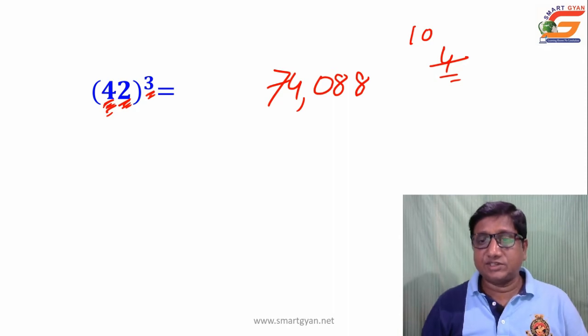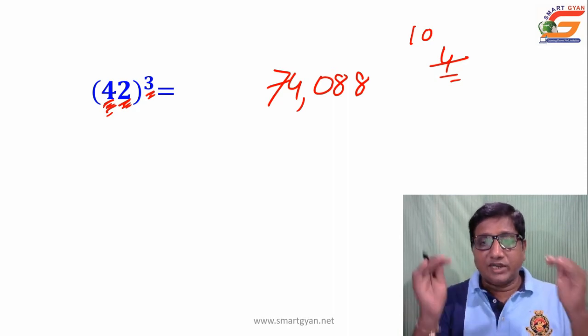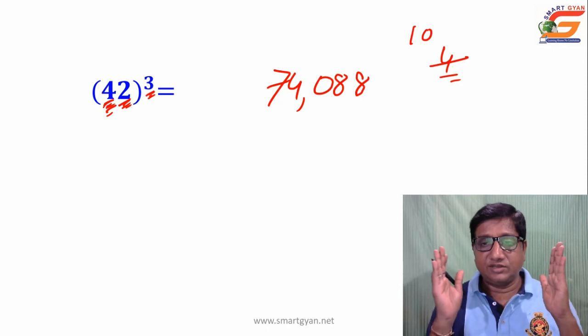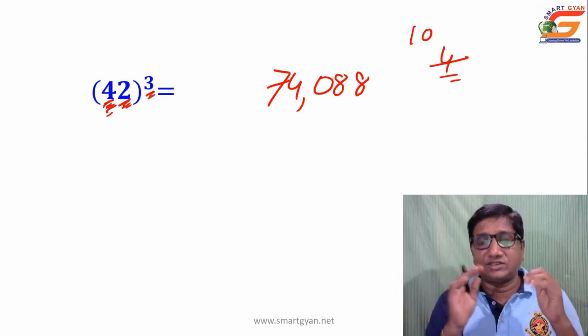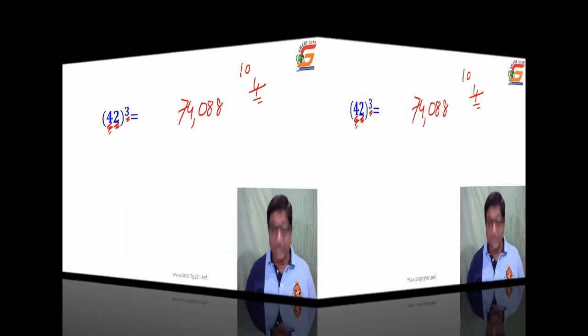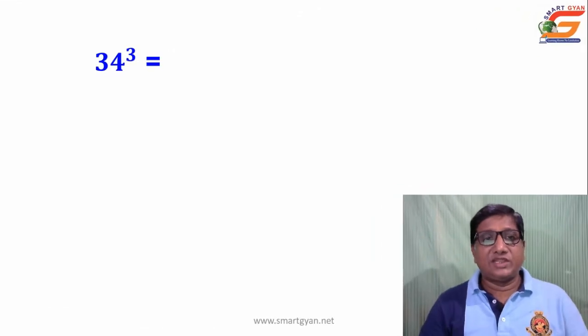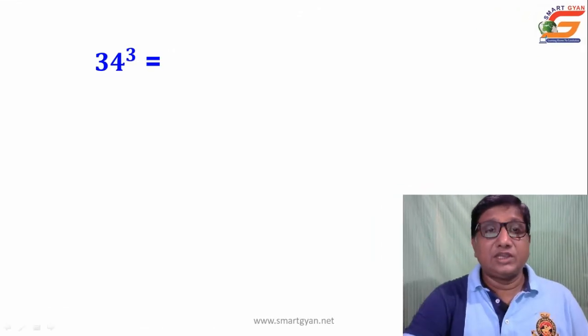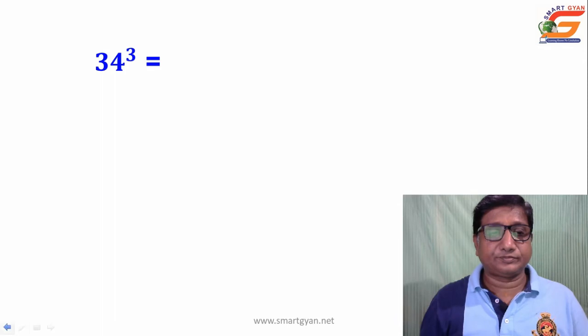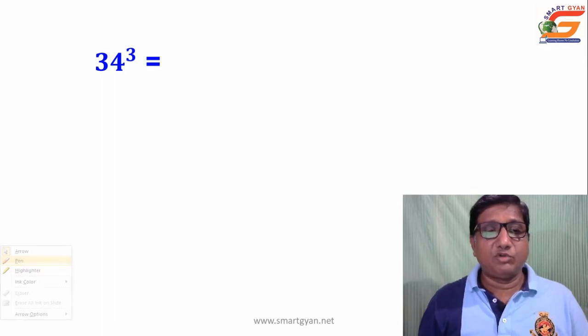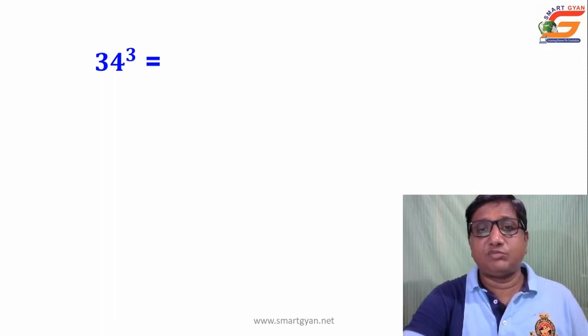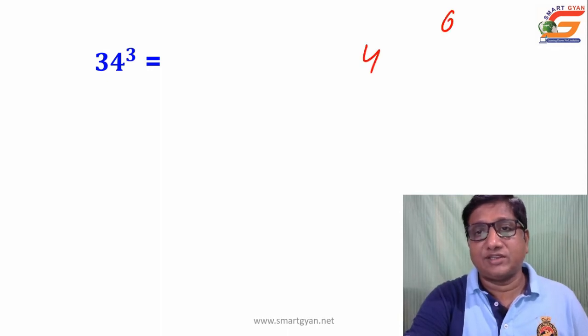Yes, this is the straight line method. Without writing any detailed steps, we can write the straight answer in a single line. Take one more example, 34 cube, that is the same way. 34 cube, first we will pick up unit digit 4, 4 cube is 64, we will write 4 carry 6.